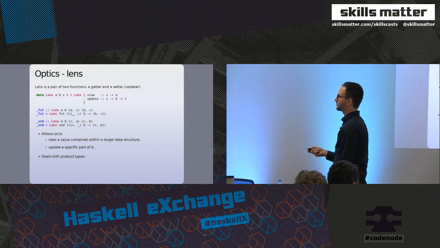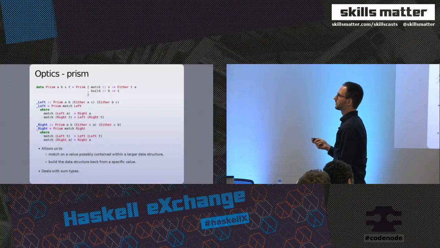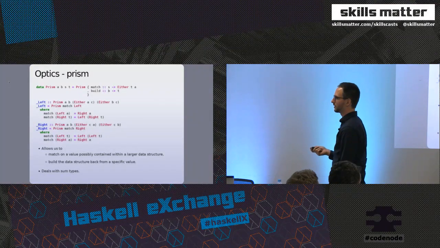And lenses deal with product types. So the next thing is a prism. A prism is a dual concept to a lens in that it allows us to match on a value possibly contained within a larger data structure, right? So a lens always matches, but a prism doesn't have to. It possibly matches. And it also allows us to build the data structure back from a specific value. And it deals with sum types, right? So it's a dual concept to a lens, right?